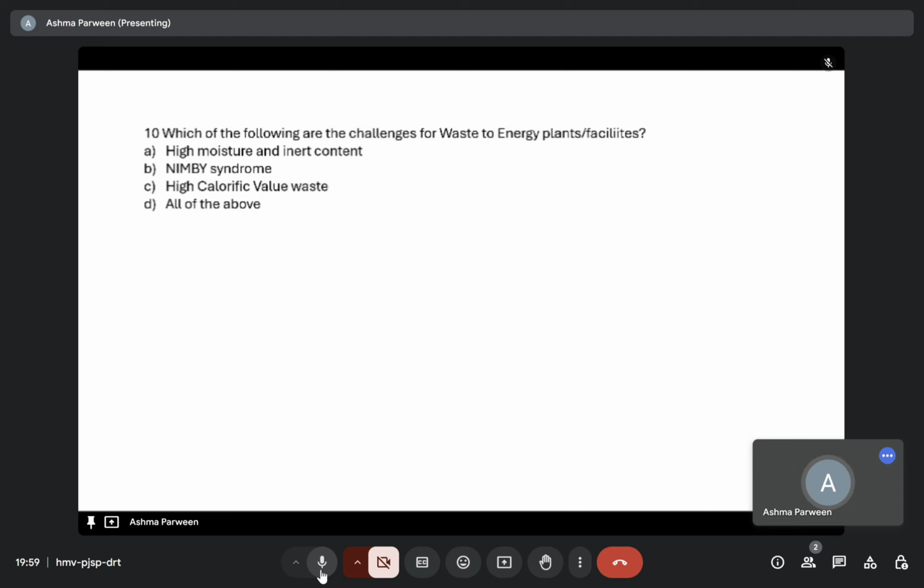And C, high calorific values. If the waste has very high calorific value, then it will be very good for incineration and other processes like gasification and pyrolysis. So A and B will be the challenges for waste to energy plants: waste with high moisture content and inert content, and B, NIMBY syndrome. So these were the questions based on week 12 material.